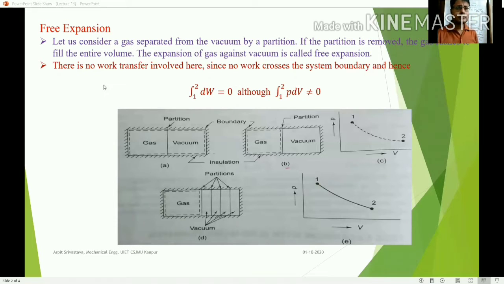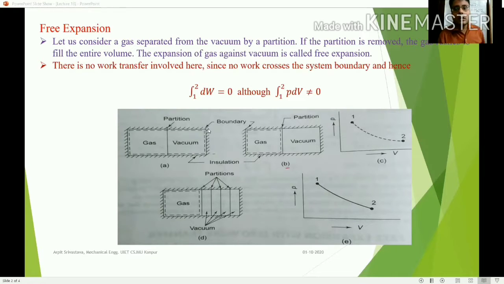So what is free expansion? Let us consider a gas separated from the vacuum by a partition. If the partition is removed, the gas rushes to fill the entire volume. The expansion of gas against vacuum is called free expansion. And the second point, there is no work transfer involved here, since no work crosses the system boundary, and hence integration of 1 to 2 dW is equal to 0, although integration of 1 to 2 PdV does not equal 0.